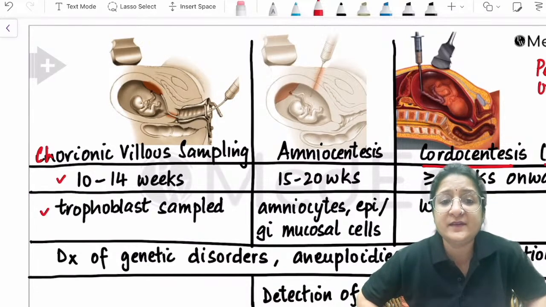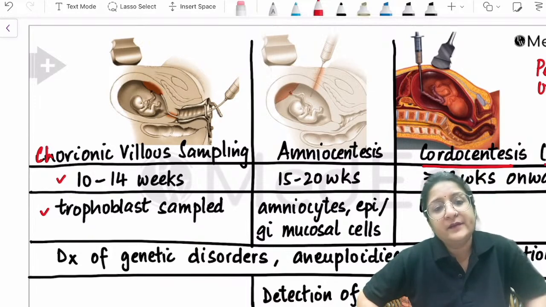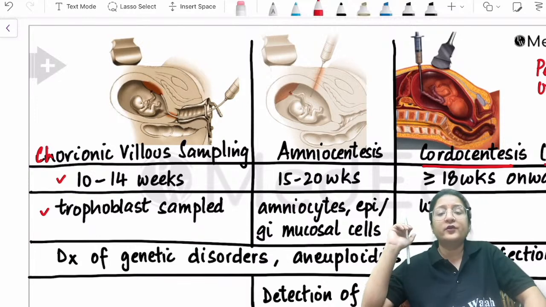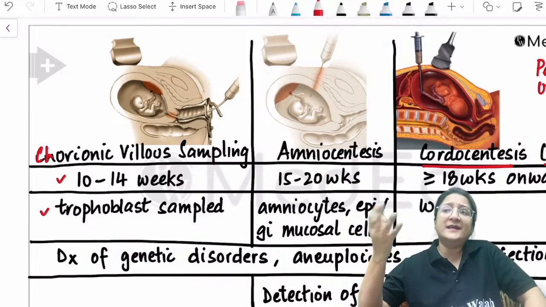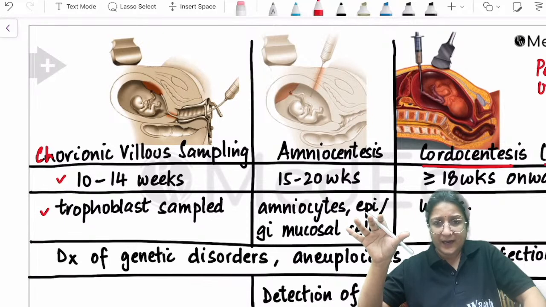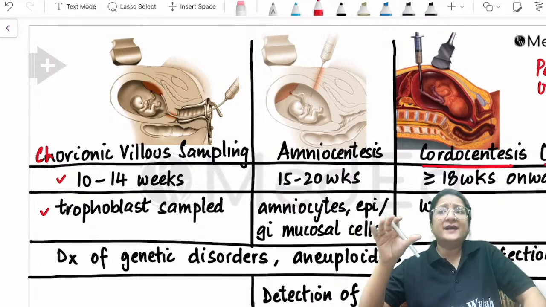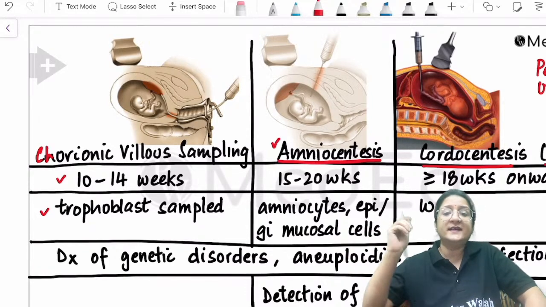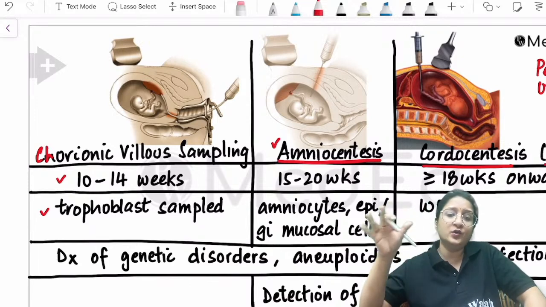So let's say, for example, you have a woman with a first trimester combined screening positive and she's in the first trimester. At that point in time, if you have to confirm for Down syndrome, you will have to go for a chorionic villus sample. Or let's say there is a woman who came with a quadruple test positive. A quadruple test is done between 15 to 20 weeks. At that point in time, if she's having a screen test positive, then the option of going for invasive fetal testing is amniocentesis, which can be done anytime between 15 to 20 weeks.